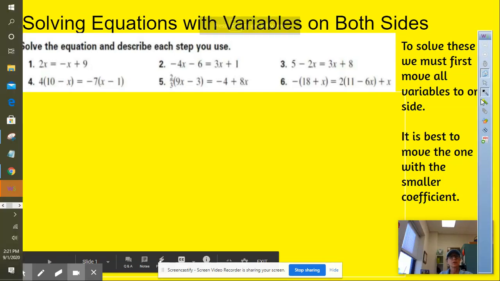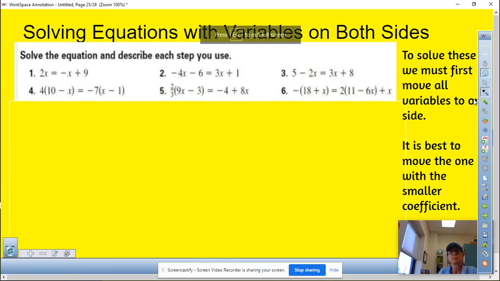All right, so this is solving equations with variables on both sides. I only have 5 minutes, so I'm just going to get right to it and do some examples and explain what's going on. So I'm going to start with this one here. The objective with solving equations with variables on both sides, before you can start to solve them, all the variables have to be on one side. So using this first one, very easy, quick example.